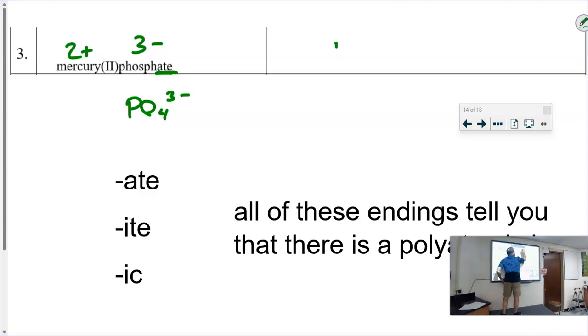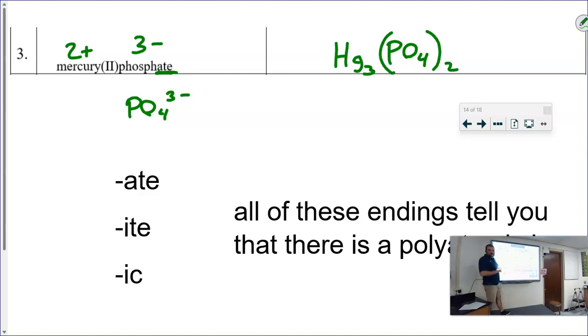So here I go. Mercury is Hg, kind of like tin, very weird symbol, but it is what it is. Phosphate is PO4. And now the question is, how many of these cation chunks and how many of these anion chunks do I need? Okay, I need 3 of those mercuries. That would give me a positive 6 on this half.